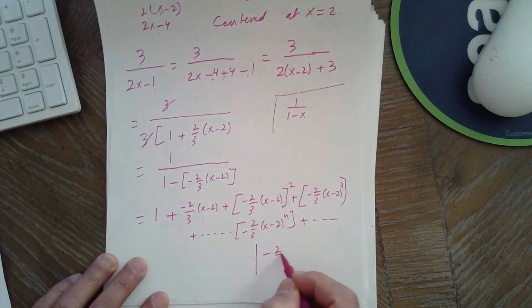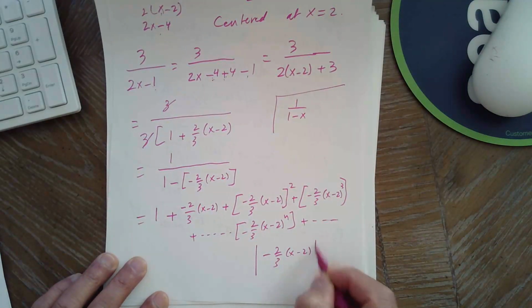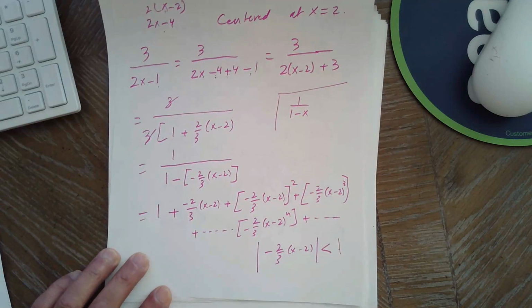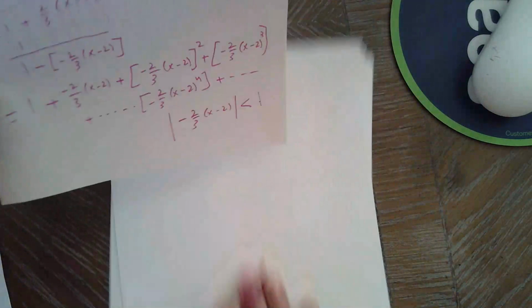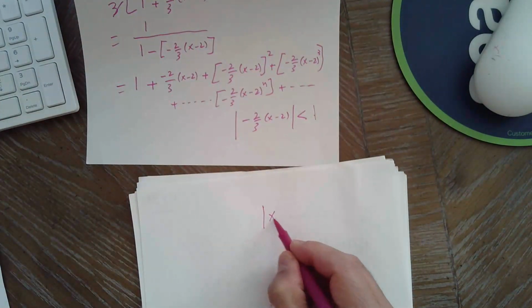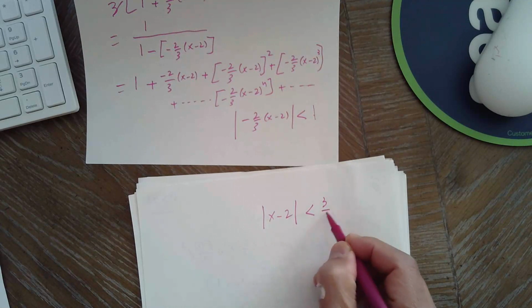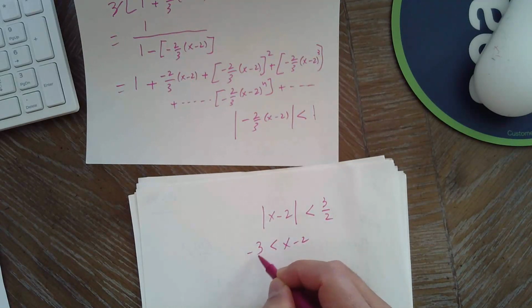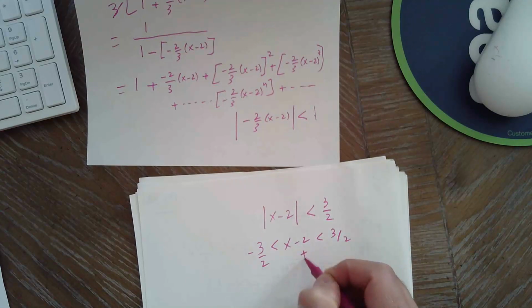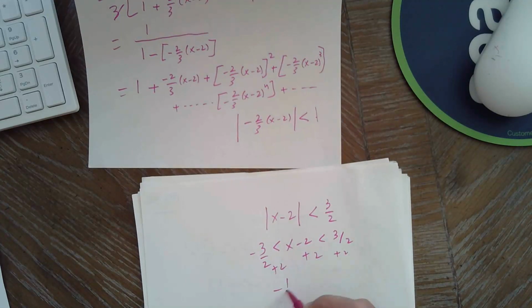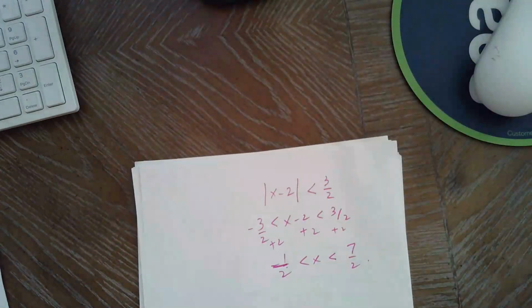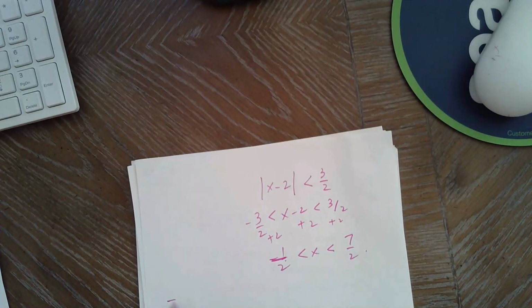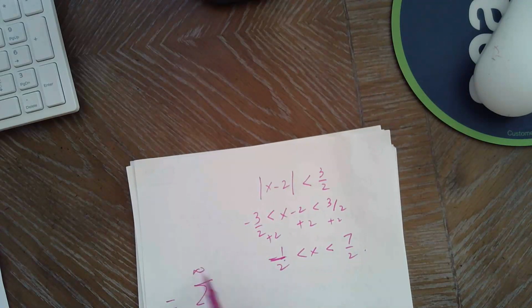And all this has to be less than 1. That's a geometric series. The ratio has to be less than 1 for it to converge. So that means the absolute value of 2/3 times x minus 2 is less than 1, so x minus 2 is less than 3 halves. X minus 2 is between negative 3 halves and 3 halves. Add the 2's. That's 1 half is less than x is less than 7 halves. And if you want to write it as a series, n equals 0 to infinity, negative 2/3 x minus 2 to the n.